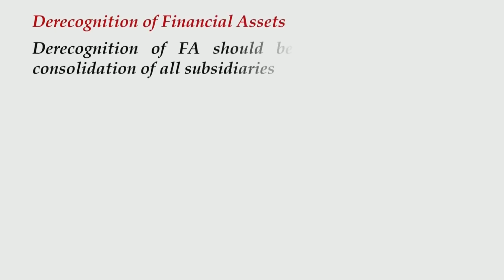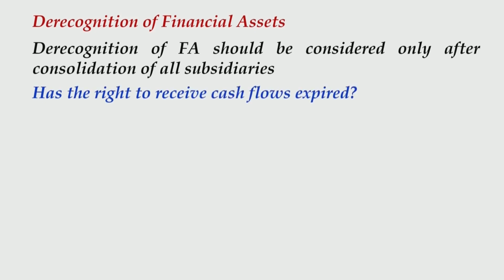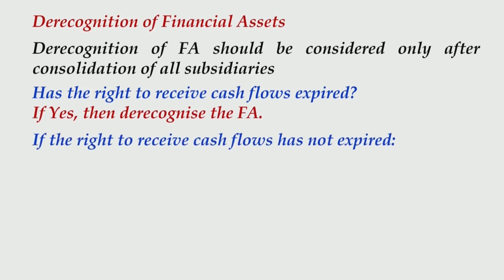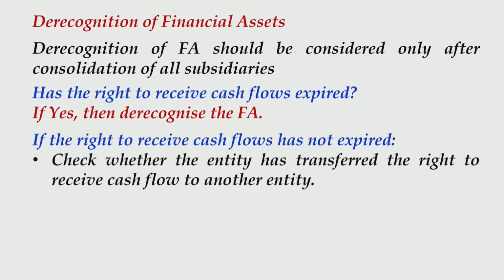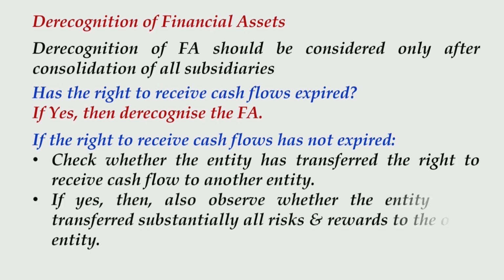So please write under the heading derecognition of financial assets. Derecognition of financial assets should be considered only after consolidation of all subsidiaries. The primary question that arises is, has the right to receive cash flows expired? If yes, then derecognize the financial asset. If the right to receive cash flows has not expired, check whether the entity has transferred the right to receive the cash flows to another entity.